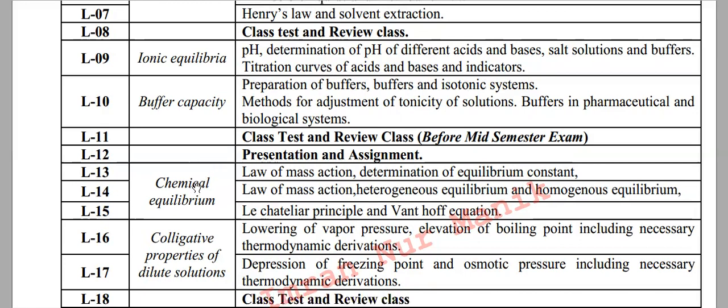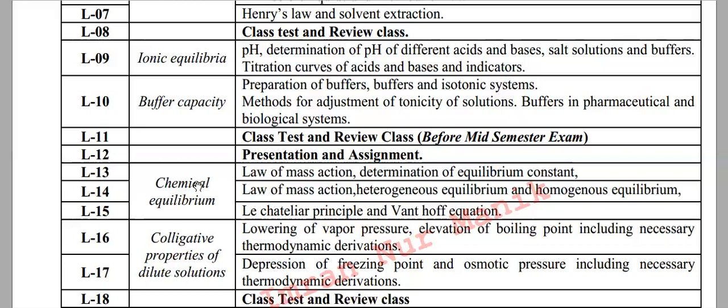Okay, then there is chemical equilibrium. You know that chemical equilibrium deals with the equilibrium state. Most chemical reactions go in the forward direction at a particular rate, and after some time they reverse direction. And when the rate of the forward reaction becomes equal to the rate of the reverse reaction, this particular condition is known as chemical equilibrium.